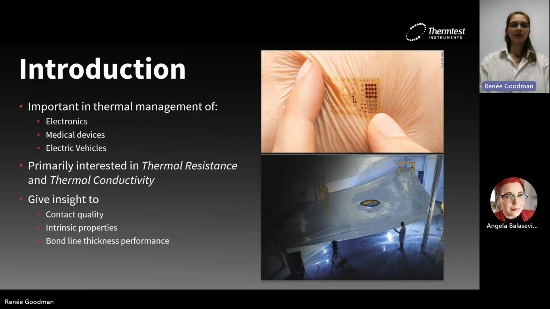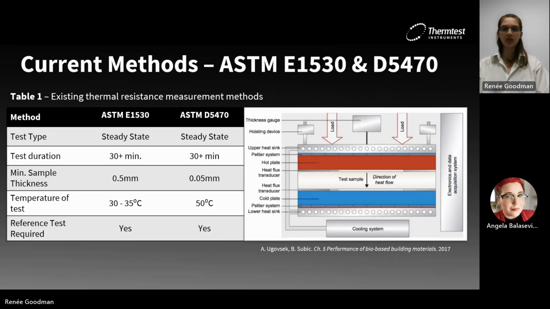So why are we interested in thin films and adhesives? Well, these materials are important in the thermal management of electronics, medical devices, and electrical vehicles, among many more things. And given these applications, we're primarily interested in measuring their thermal resistance and thermal conductivity. So these metrics will give us insight into things such as contact quality, intrinsic thermophysical properties, as well as bond line thickness performance.